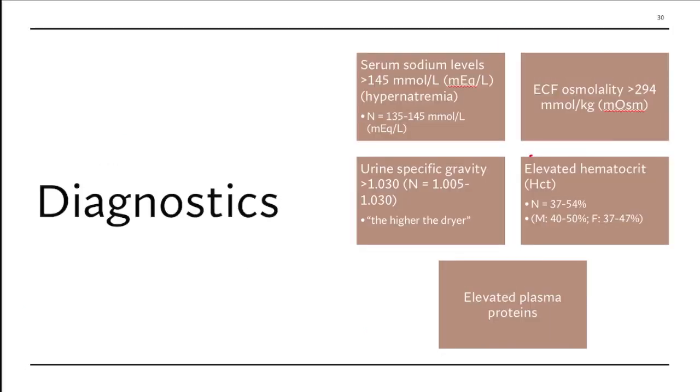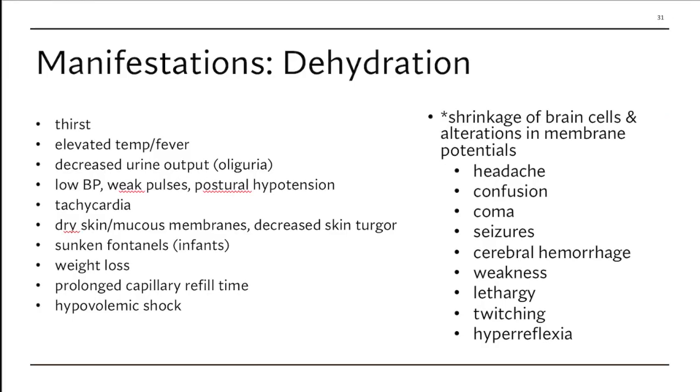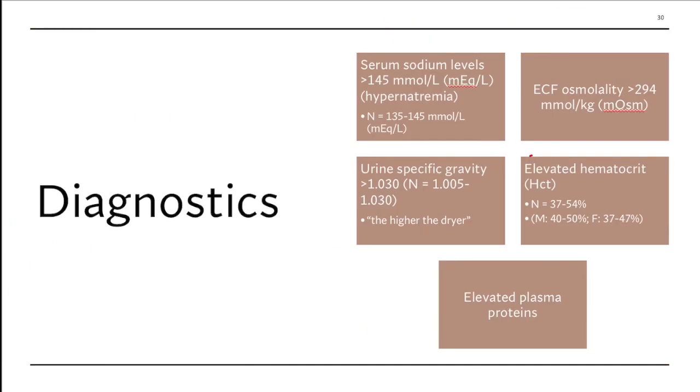And how do we diagnose? To be honest, most of the time when we're quote unquote diagnosing hypovolemia, we're looking at these manifestations here. These are the things that show up first. A patient comes into the ER, and you're going to see that low BP, weak pulses, tachycardia. You're going to see all of those things long before you get your blood work back to show you that your patient has high sodium levels, or high osmolality, or high urine specific gravity.